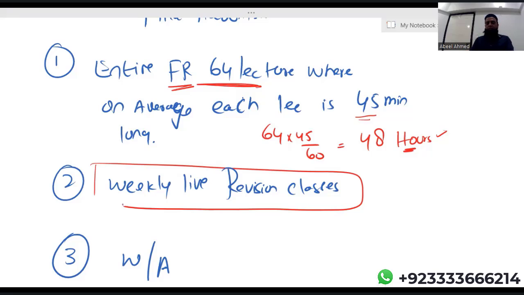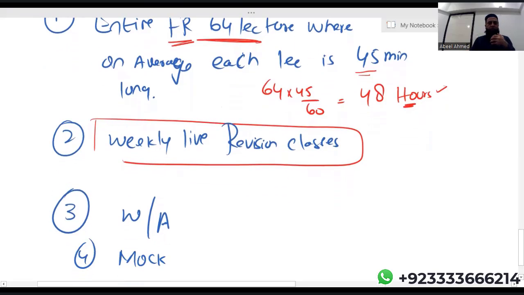And obviously, weekly live revision classes give you the opportunity to interact with your tutor. If you have any queries, you can always ask in the relevant WhatsApp group. Plus, you can even ask in the live revision classes. So the third one is the WhatsApp support.